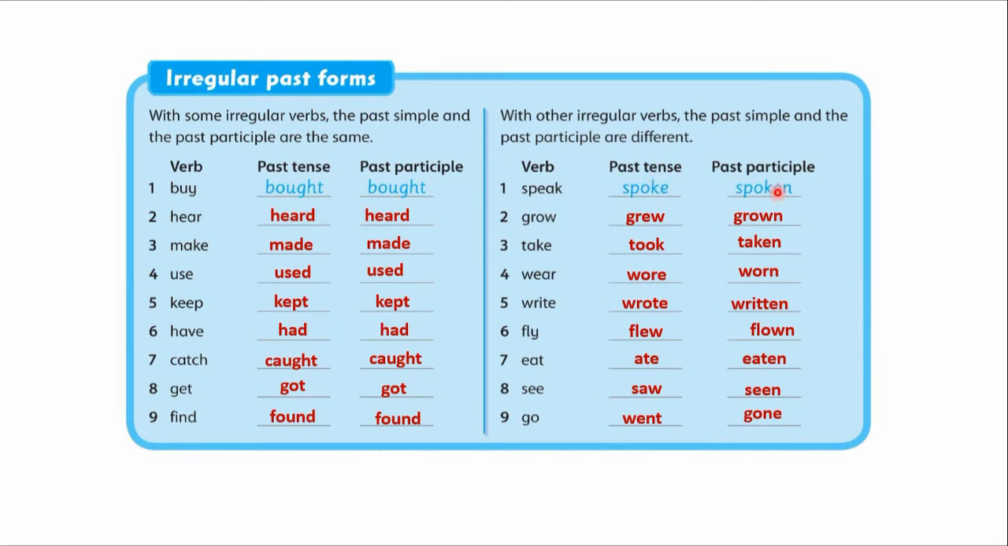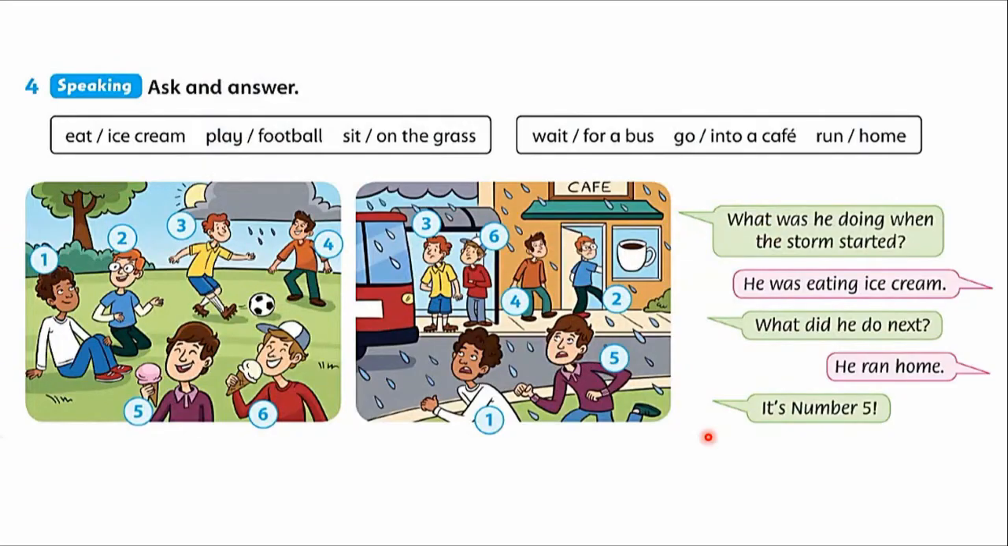Let's read the words again. Repeat after me. Speak, spoke, spoken. Grow, grew, grown. Take, took, taken. Wear, wore, worn. Write, wrote, written. Fly, flew, flown. Eat, ate, eaten. See, saw, seen. Go, went, gone. Great. Now for our speaking activity, let's read the following.